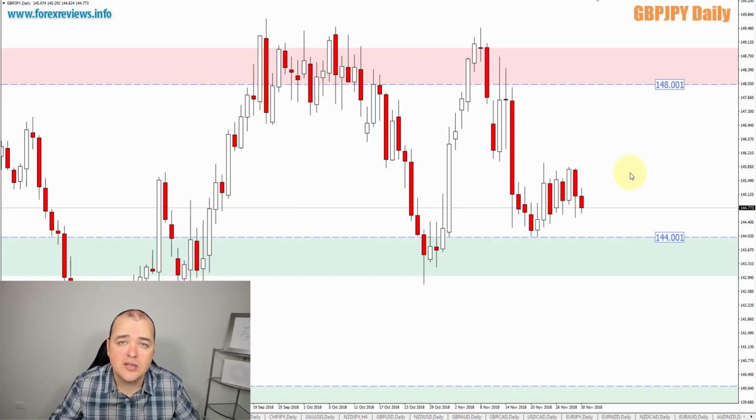The next pair to cover is GBP yen, and I'm on the daily chart. On GBP yen this week, we'd like to highlight the 144 zone area. This was an area that was tested recently and was also an area that I highlighted as a potential long-term target area to the downside for all those people holding a sell trade from the 148 zone area. So recently the 148 zone area gave a nice move to the downside and hit that long-term target area.